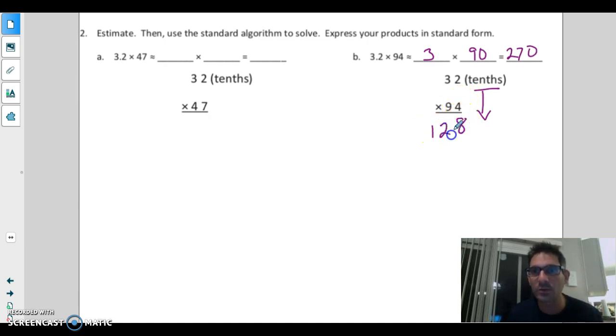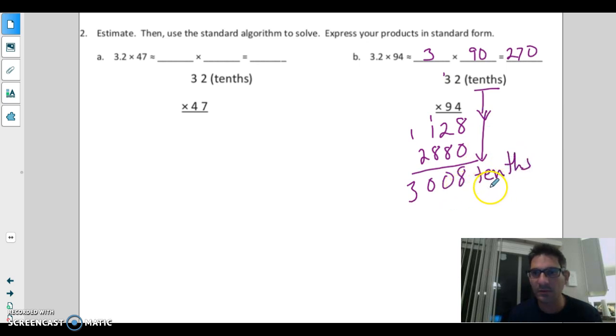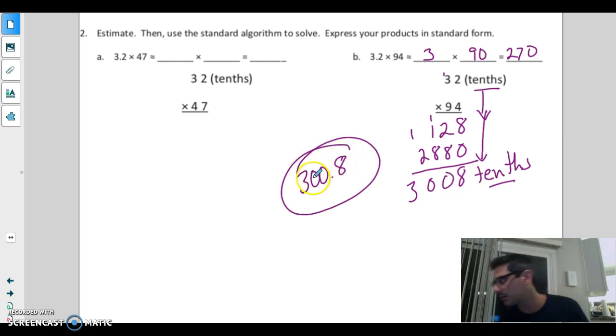8, 1, 2, and then 0, 8, 27, 28. Now 8, 0, 0, 3. And I bring the tenths down, so this is 3,008 tenths. Now, remember, tenths tells me the last digit is in the tenths place. So that means the number is 300.8. Alright, did I get it right? Hold on. I did. Yes.